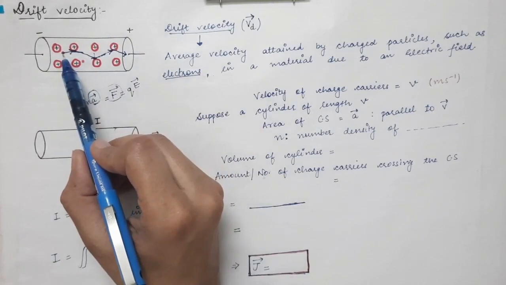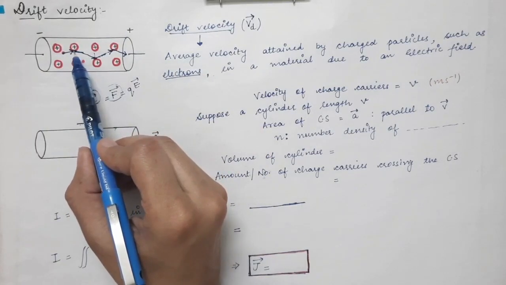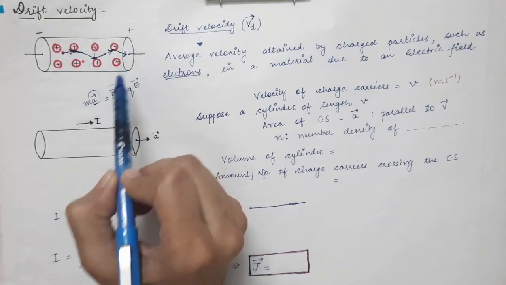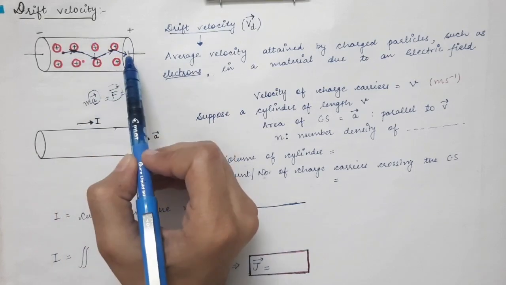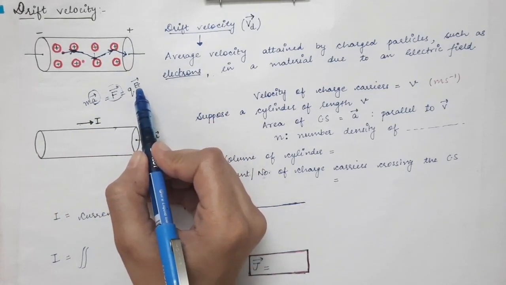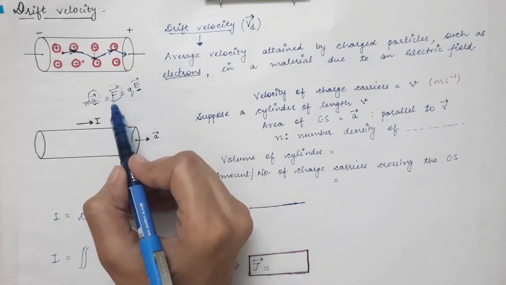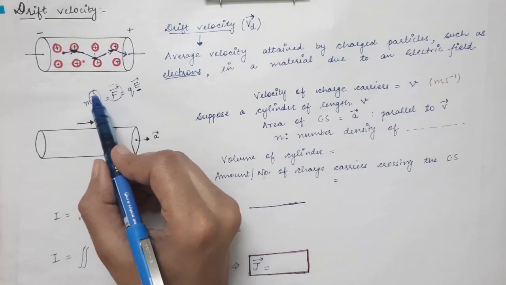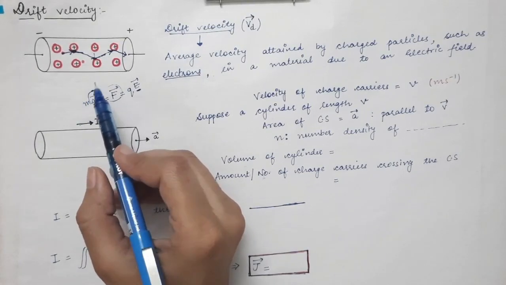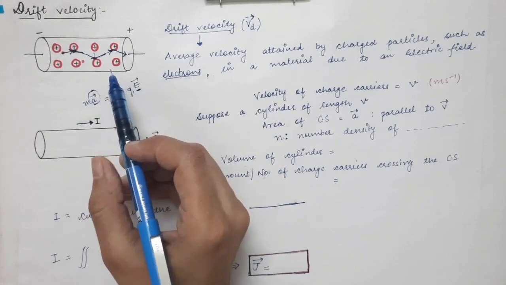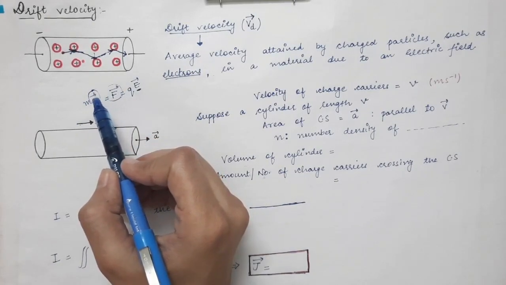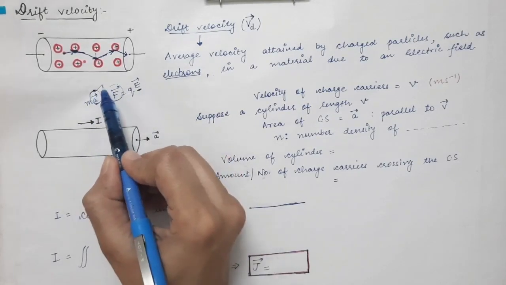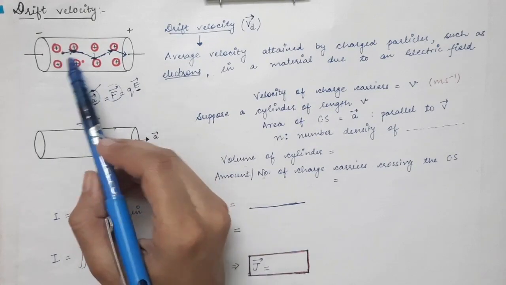So the electron is basically experiencing collisions with the positive ions during its journey towards the positive end of the conductor. When an electric field is applied on a charge, a force is experienced by the charge, and force is equal to mass into acceleration. So there will be some acceleration, meaning its velocity will be increasing. The velocity of the charge carrier will be increasing under the influence of the electric field. There will be a non-zero acceleration.